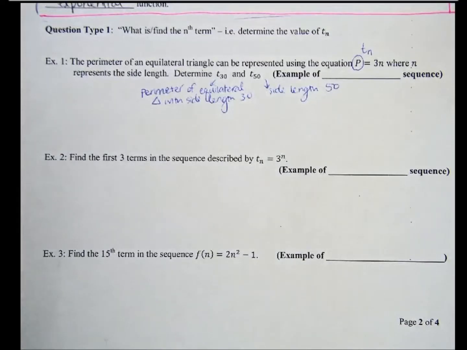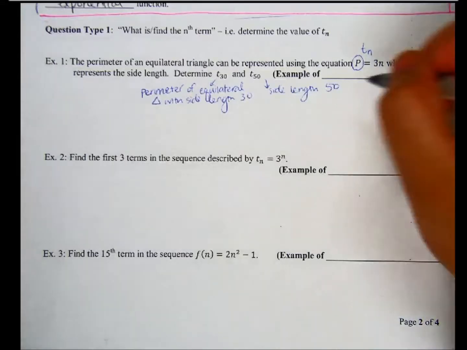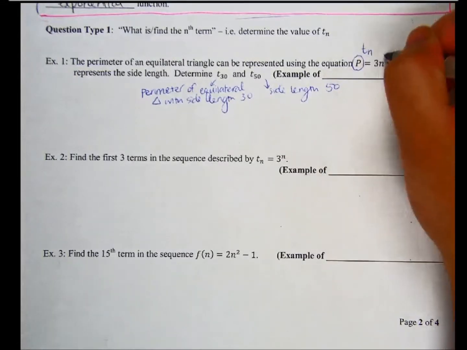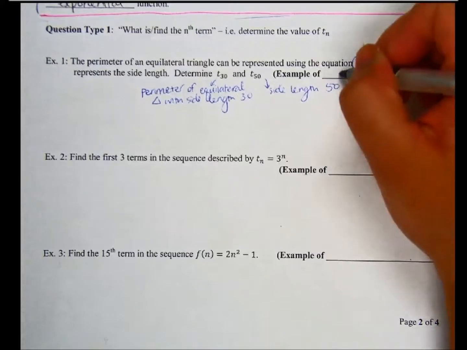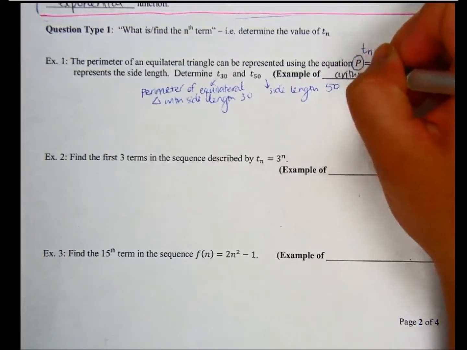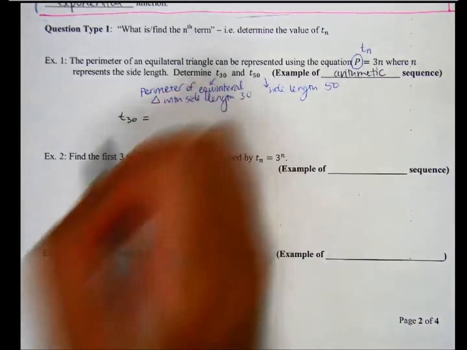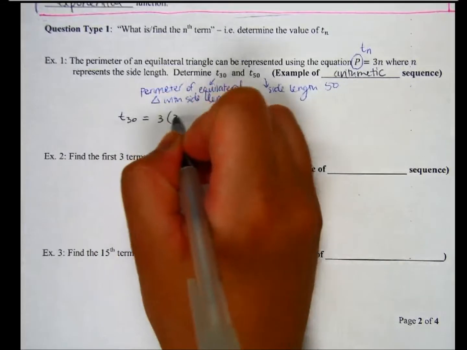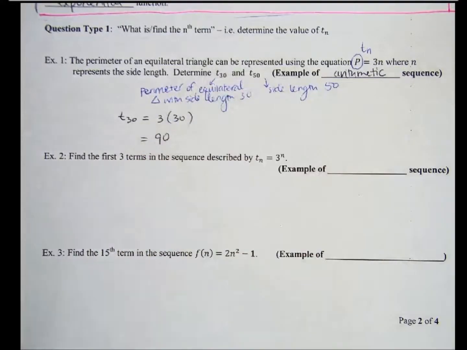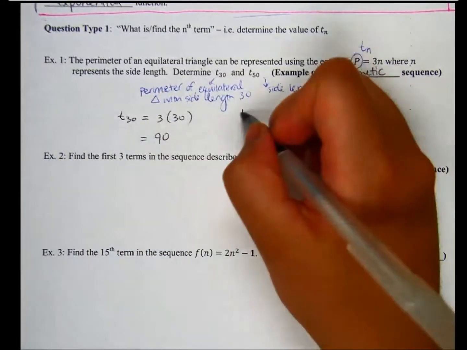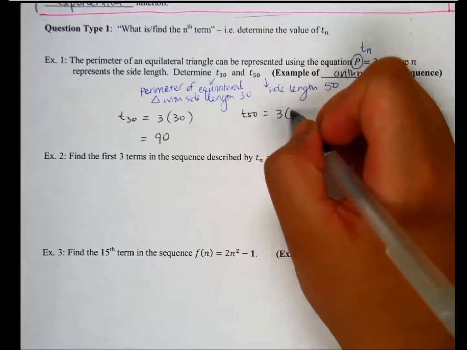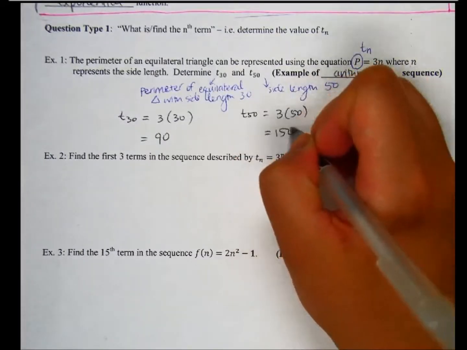From the top of the page, we know that if we have an exponent of 1 on n, then we are going to end up with a linear function, right? And that linear function is the same as an arithmetic sequence. So let's find T30. All we need to do is plug in 30 for n, 90. T50, plug in 50 for n, 150.